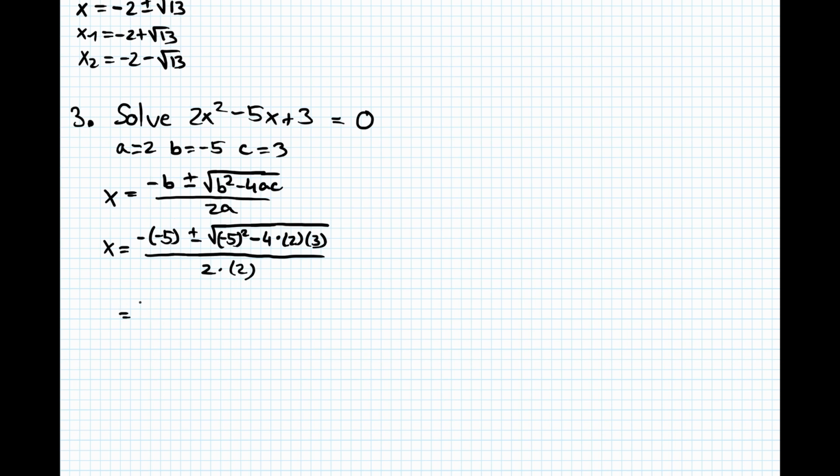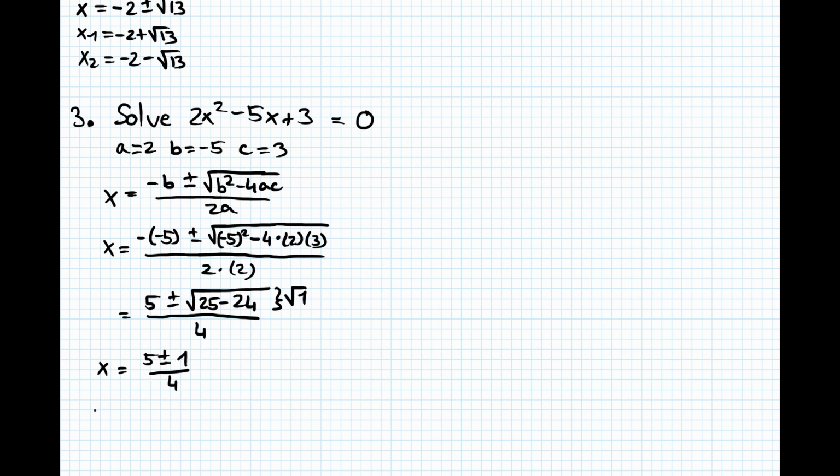Let's simplify this. Minus times minus is plus, so we have 5, plus minus square root of 25 minus 4 times 2 is 8, 8 times 3 is 24, and this is the same as square root of 1. And then divided by 4. So our x is equal to 5 plus minus square root of 1, which is equal to 1, divided by 4.